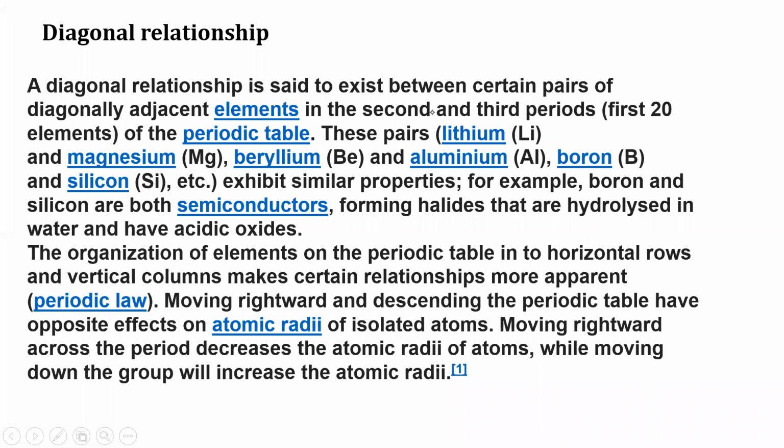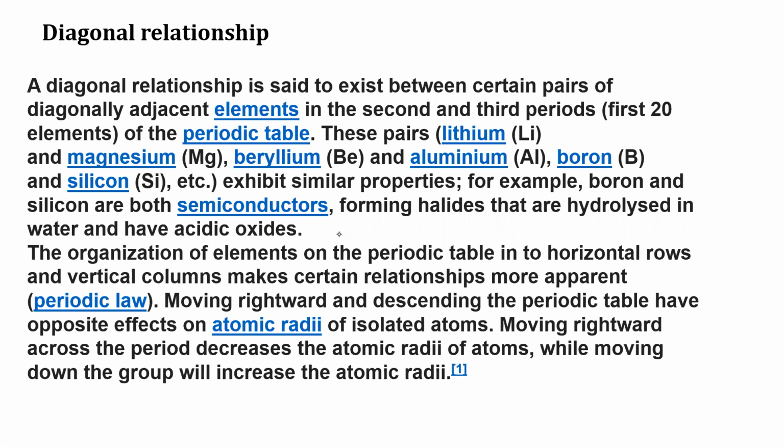Next periodic property is diagonal relationship. This already we discussed, but more detail we will discuss in this. Very important: diagonal relationship. So what is diagonal relationship? A diagonal relationship is said to exist between certain pairs of diagonally adjacent elements in the second and third periods. That is the first 20 elements only of the periodic table. Diagonally adjacent elements means like lithium, magnesium and so on, in the second and third periods, and that too up to atomic number 20 only of the periodic table.